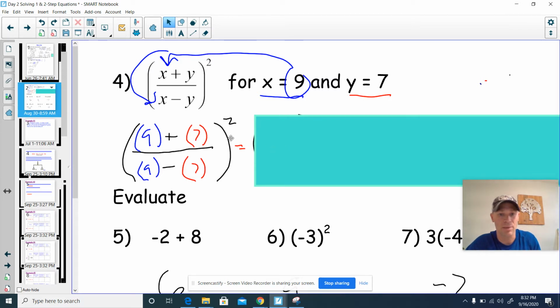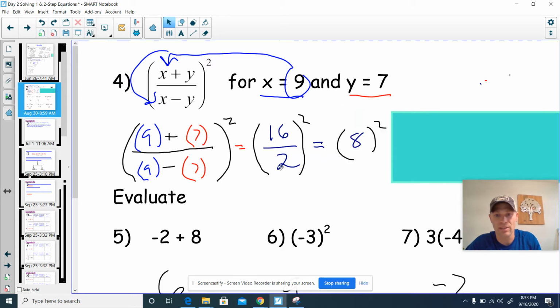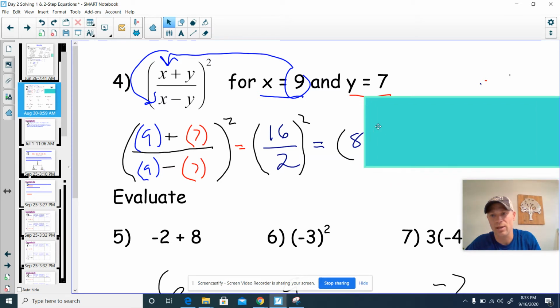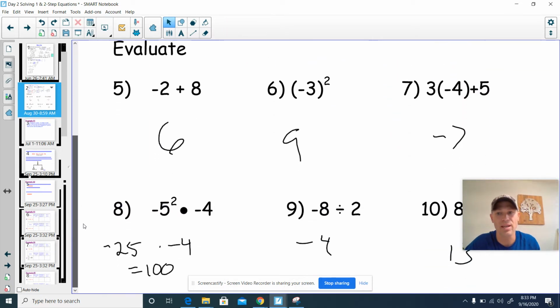And then in my next step, I just start tackling the numerator and denominator. Remember, they're in groupings, so I tackle them both at the same time here. They do not impact each other until I actually divide. So I was able to take 9 plus 7 to get 16, 9 minus 7 to get 2. Carry the square, right? 16 divided by 2 is 8, and then I take 8 squared, and bada bing, I get 64.